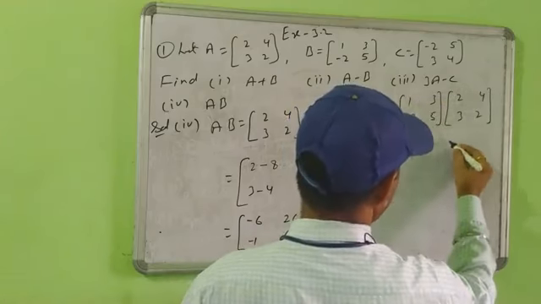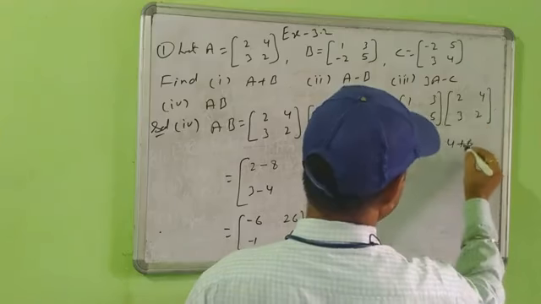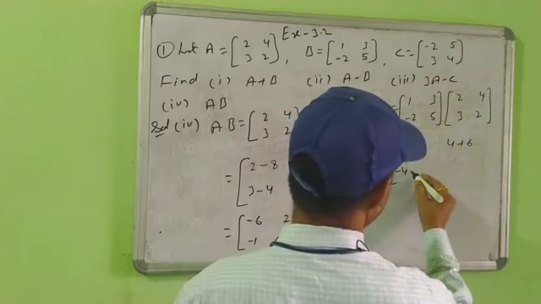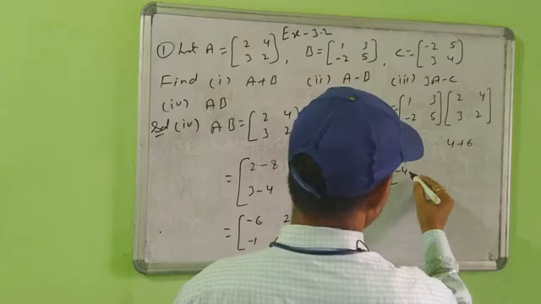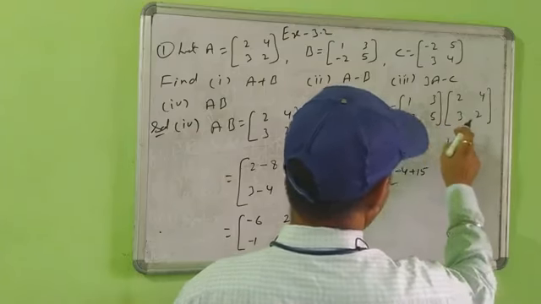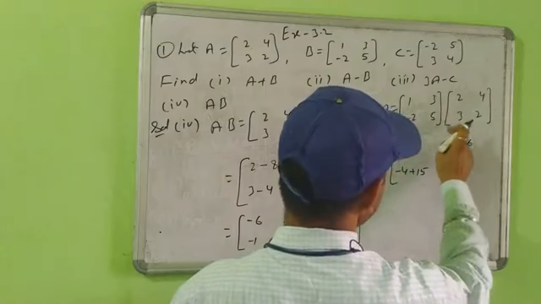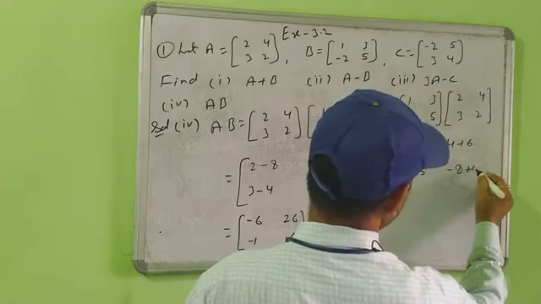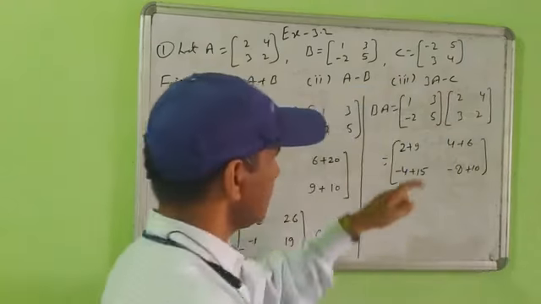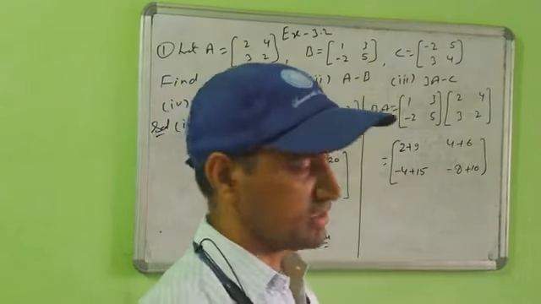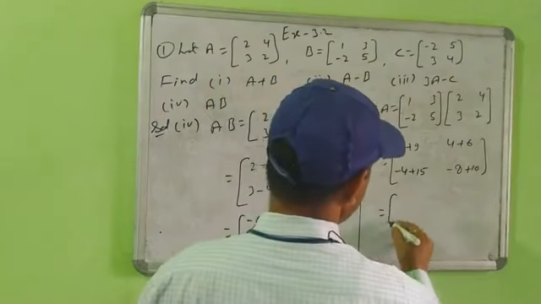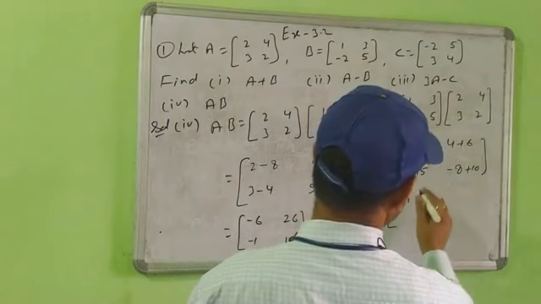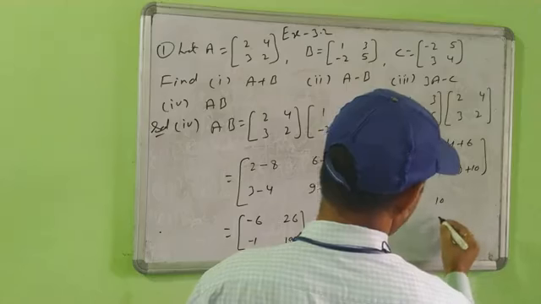First row, second column. 4 1 is 4 plus 3 2 is 6. Minus 4, 2 2 is 4 and 5 3 is 15. Next, minus 8, 4 2 is 8 and plus 5 2 is 10. When a minus sign comes in between, then you put the minus sign, otherwise you put the plus sign. Now calculate it: 9 to 11, 6 4 10, minus plus 11 and plus 2.